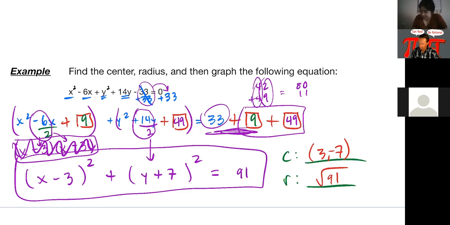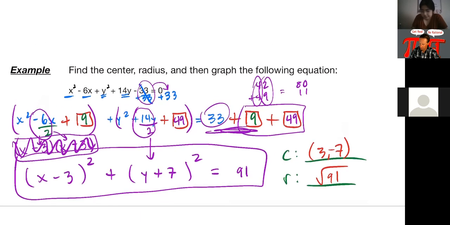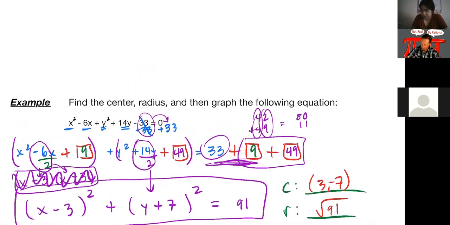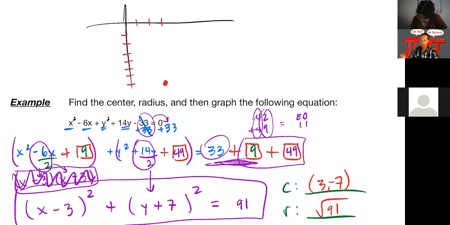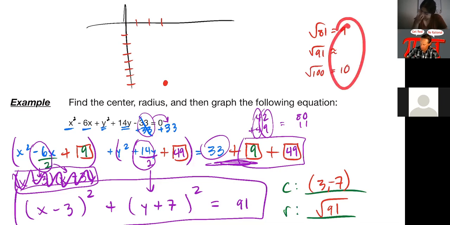And so that would give me a final answer or graph of 3, down 7. Plot my point, and then from there, I don't want to just hope that it's right, but we will have to go a square root of 91, which we know. The square root of 81 is 9. The square root of 91, we don't know. But the square root of 100, we do know, is 10. So we'd have to go somewhere between 9 and 10.